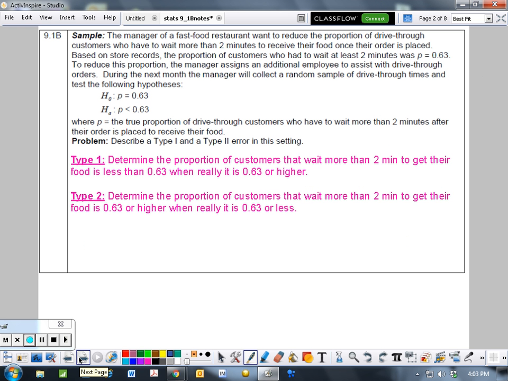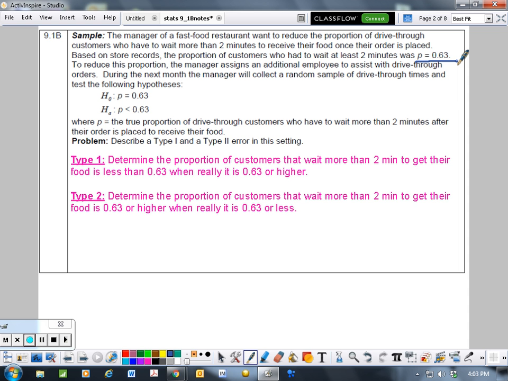Okay, so we're going to look at explaining what type 1 and type 2 errors are. The manager of a fast food restaurant wants to reduce the proportion of drive-through customers who have to wait more than 2 minutes to receive their food once the order is placed, which is good because people hate waiting in the drive-through. Based on store records, the proportion of customers who had to wait at least 2 minutes was 63%, or as a proportion, 0.63. To reduce this, the manager assigns an additional employee to assist with the drive-through, so it costs more money, but it keeps people happy, so they're more likely to come back.